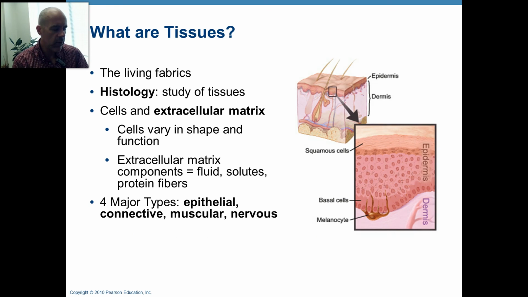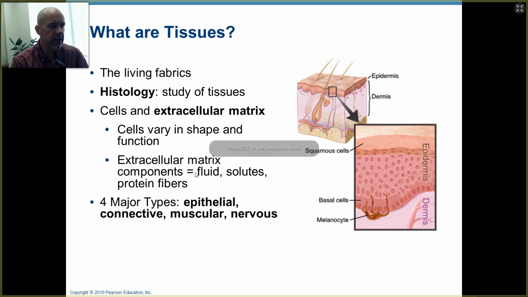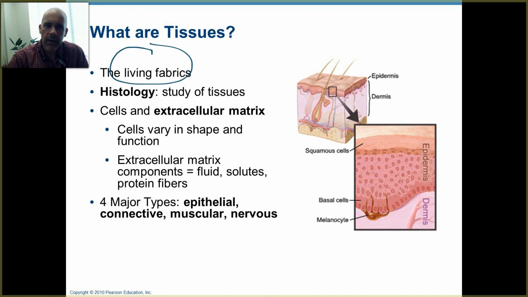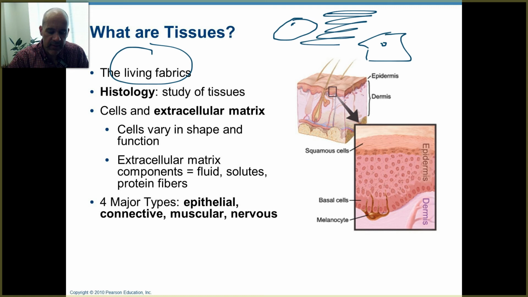All right, so what in the world do we mean by tissues? Your textbook describes tissues as the living fabrics, which I think is a pretty good analogy for tissues. Tissues consist of cells. Cells make up your tissues. But then, as you're going to see, many tissues have some pretty big gaps between the cells. So if you've got a cell here in a tissue and a cell over here, you'll have this filler space in between that does not consist of cells.